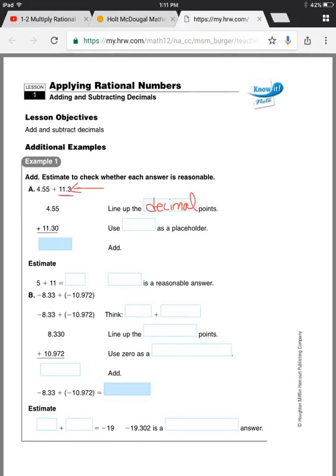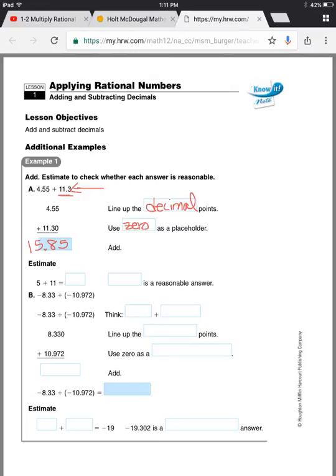0. This didn't have a 0 up there, but because the 4.55 went out to the hundredths place, we want to make the 11.3 also go out to the hundredths place. So we put a 0 as a placeholder, so it does go out to that hundredths place because it doesn't change the value. And then we add just like normal. We have 5 plus 0 is 5, 5 plus 3 is 8. Bring the decimal down, 4 plus 1 is 5, and a 1.